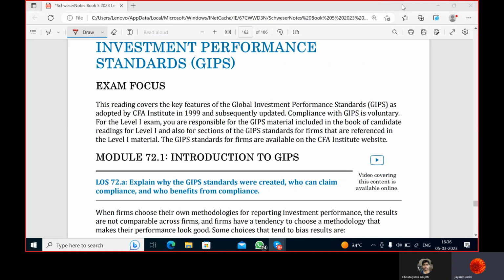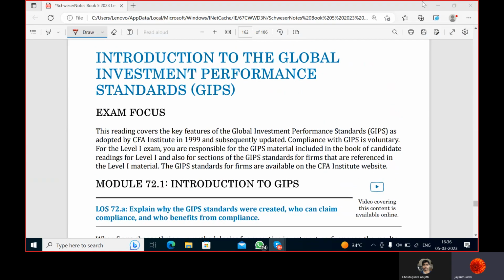So we are starting the next chapter, that is introduction to the Global Investment Performance Standards, GIPS.